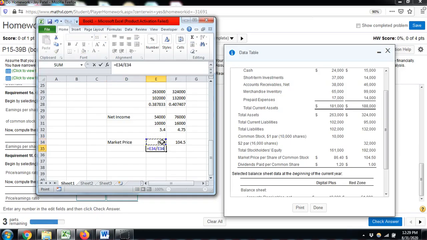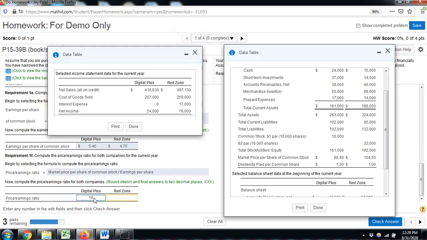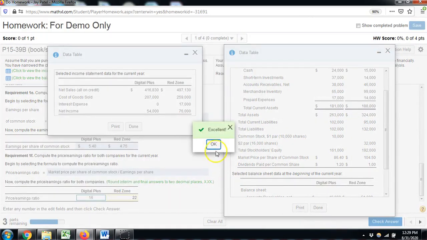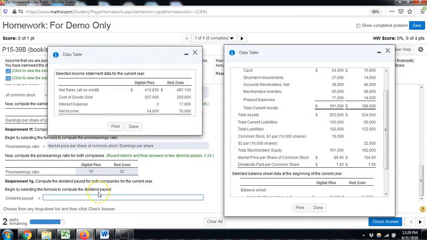So price divided by earnings is 16 and 22. Okay, and so what's the intuition here? Let's say you have a toy store that earns $100,000 a year, and someone wanted to buy your business and they offered $1 million. How would you determine if that's a good price or not?